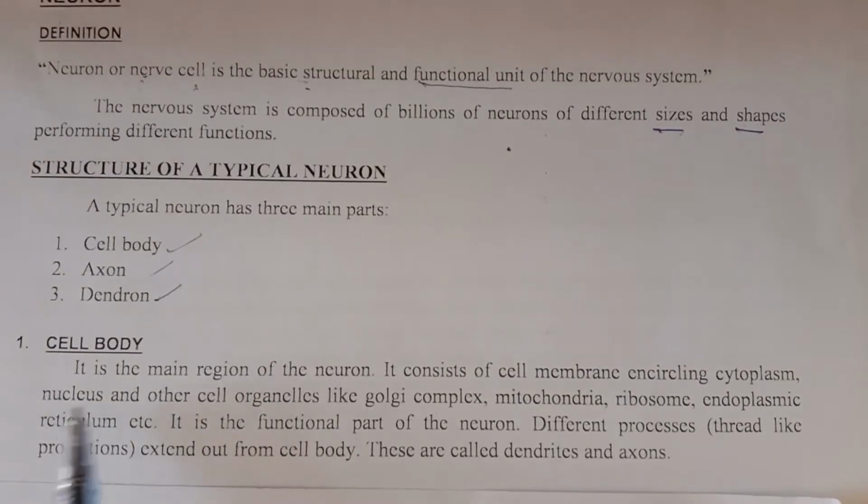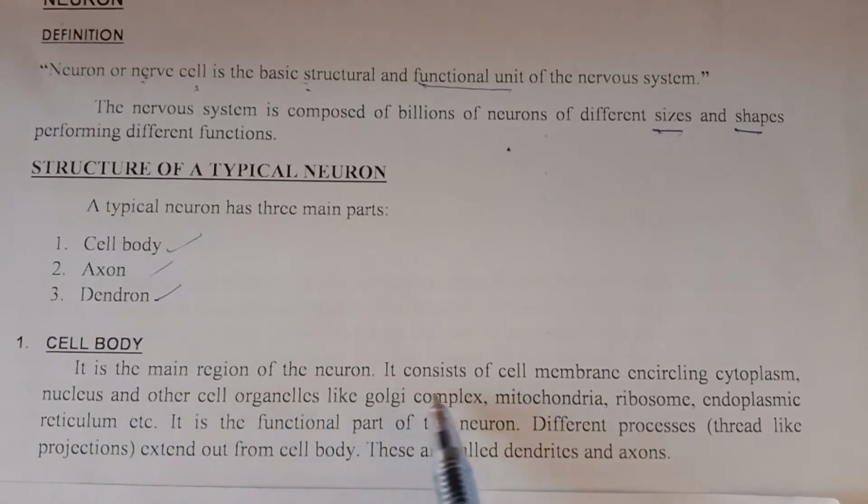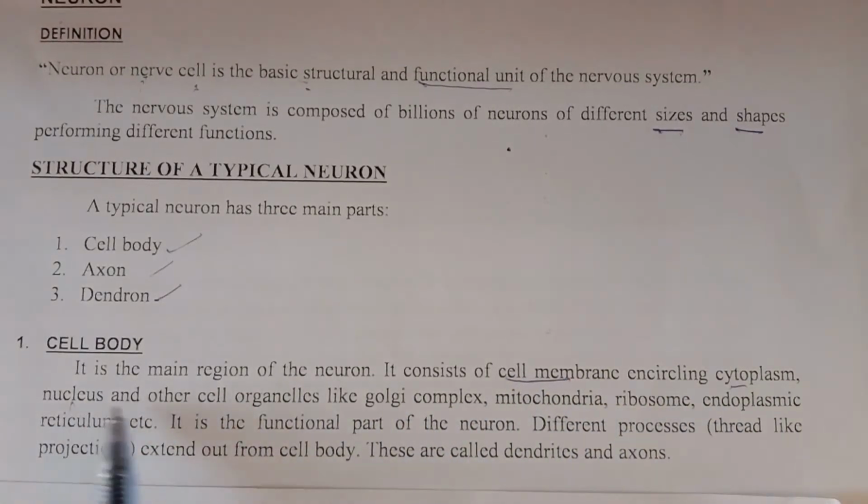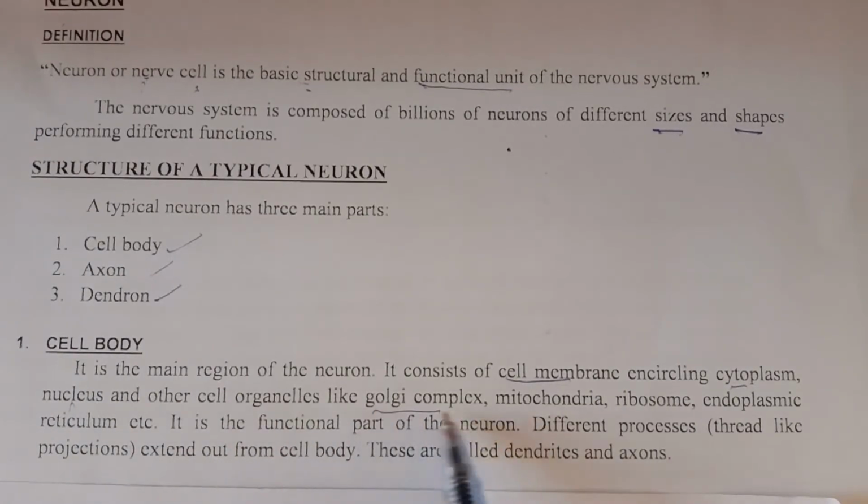Cell body. It is the main region of the neuron. It consists of the cell membrane encircling the cytoplasm, nucleus, and other organelles like Golgi complex, mitochondria, ribosomes, endoplasmic reticulum. It is the functional part of the neuron. Different processes, thread-like projections, extend out from the cell body. These are called dendrites and axon.